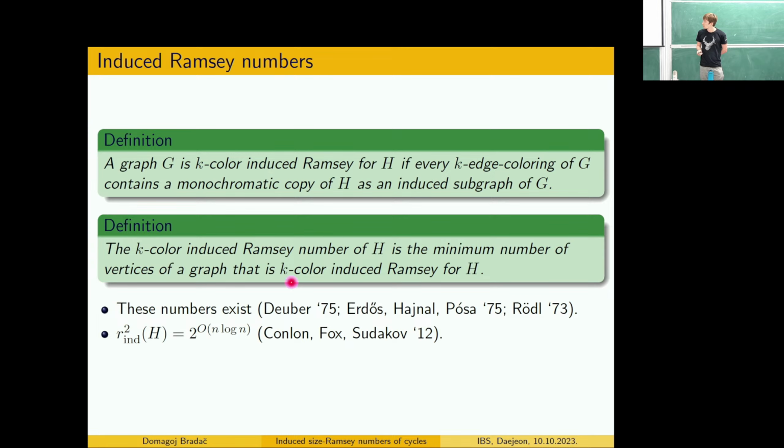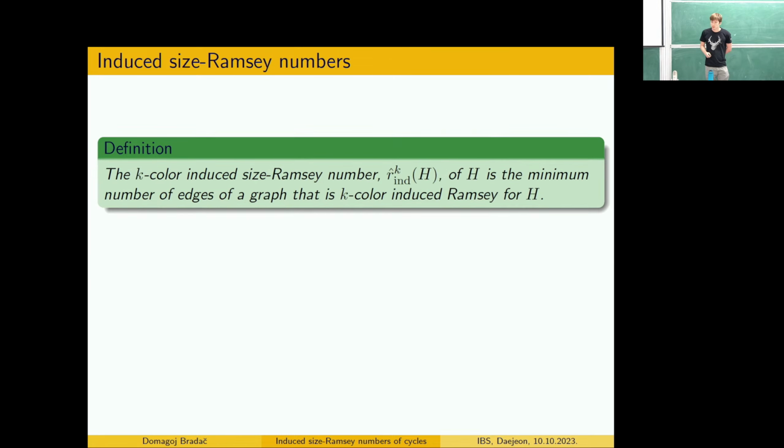Here the best upper bound for 2 colors is exponential in n log n due to Kohayakawa and Sudakov, whereas Ehrlich conjectured that it should be exponential in n. And the lower bound is of course exponential, coming from the standard Ramsey numbers, because for cliques it's exponential. Okay, I will not talk more about the induced Ramsey numbers.